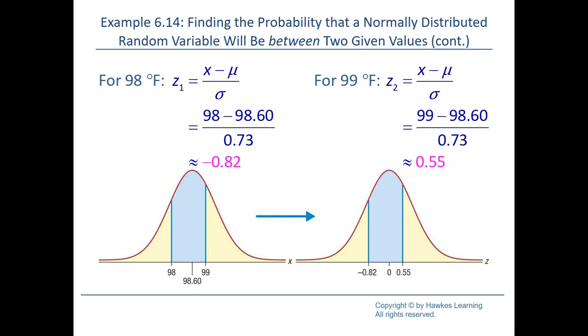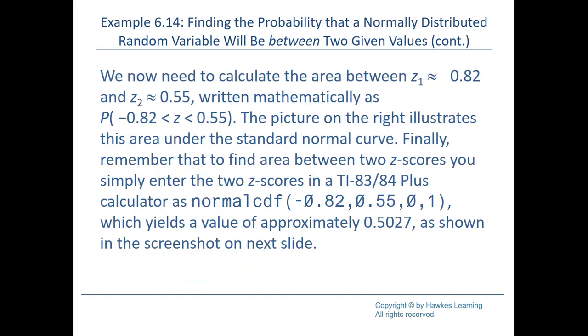Again, the graph should look almost identical. And again, I highly recommend draw the graph each time just because it's very helpful. If you put the graph down, you can see what is your lower bound, okay? And you can see what is your upper bound. So we can see there that 98 and 99, there's my lower and there's my upper bound. We can also see that if I'm looking at my z's, it's a negative 0.82 and a 0.55.